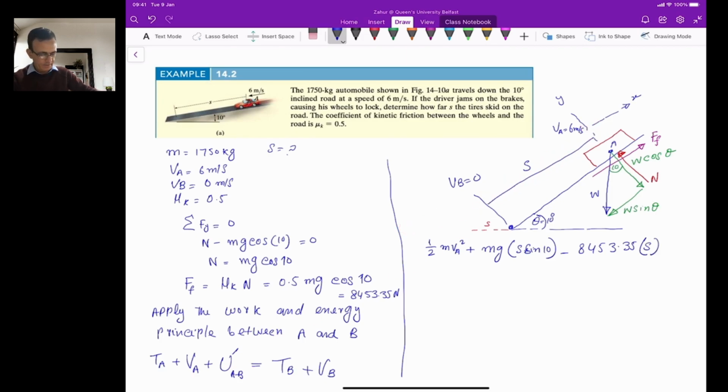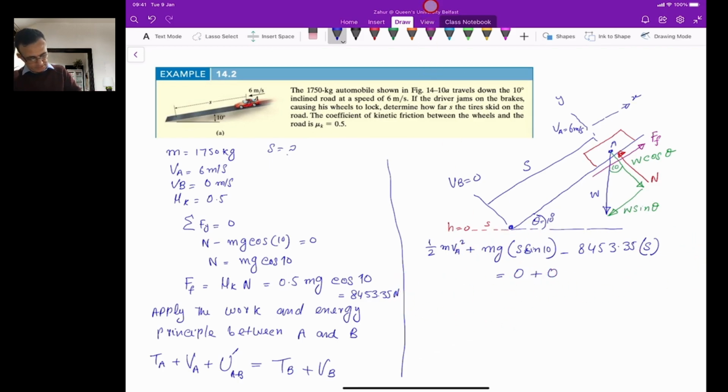And then on the right hand side, you have TB, which is the kinetic energy at location B here, which is 0 because the body will stop. And at location B, the height is 0. So this is our H. We will take our H equal to 0 here. So the height is 0, so the gravitational potential energy will be 0. And there is no spring here, so there is no elastic potential energy. So this is the equation that we get here.